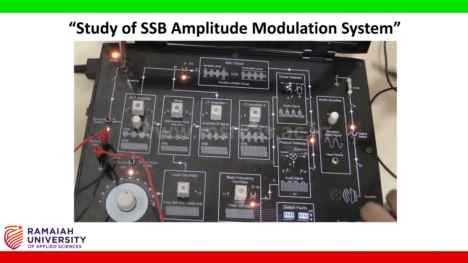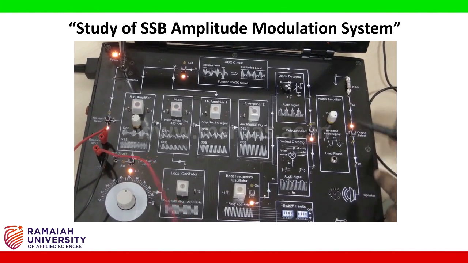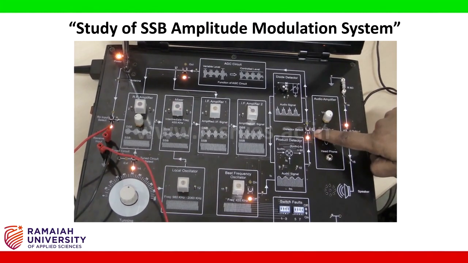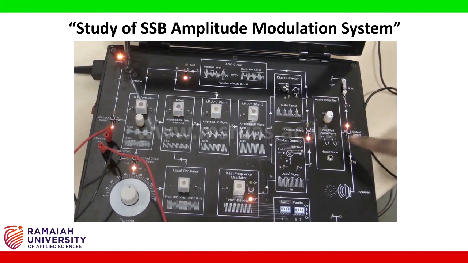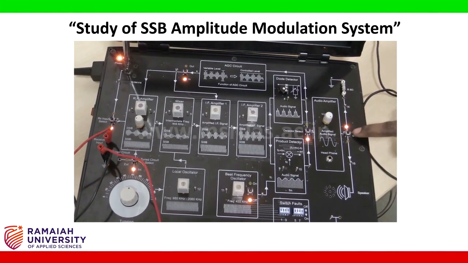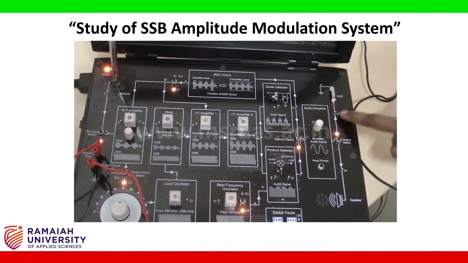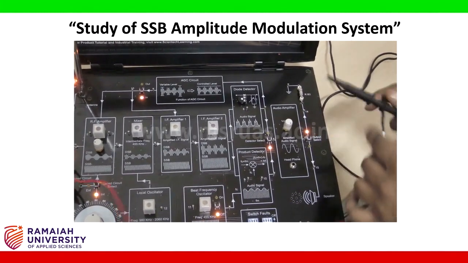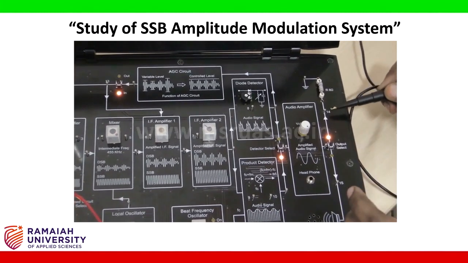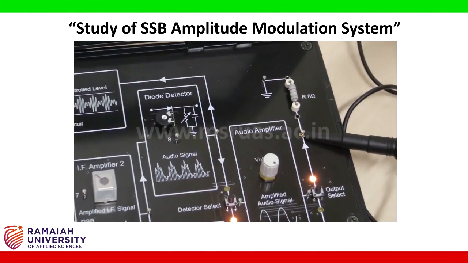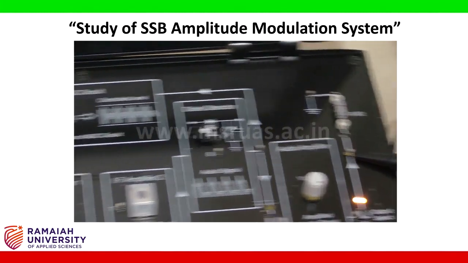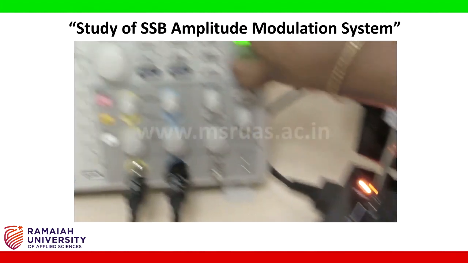Now connect the CRO probe to the output. After the output of the detector, it is going to the audio amplifier. The amplifier output is available here, and this is selected to the load, so it can be verified here. So put the probe here and press auto set in the CRO.